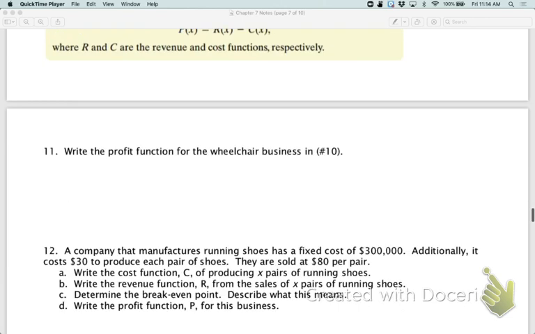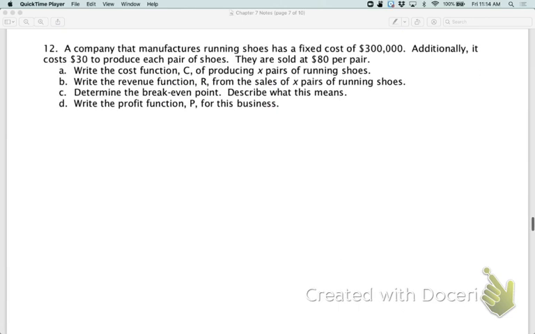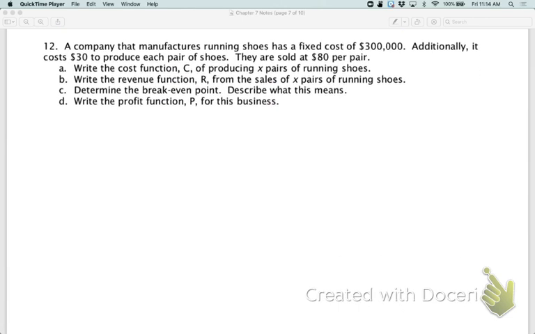Okay, so let's try an example here. I'm going to have you pause this after we talk about it and try to come up with these on your own. So a company that manufactures running shoes has a fixed cost of $300,000. Additionally, it costs $30 to produce each pair of shoes. They're sold at $80 per pair. So we want to write the cost function, the revenue function, figure out the break-even point, and determine the profit function. So take a moment and try that on your own.